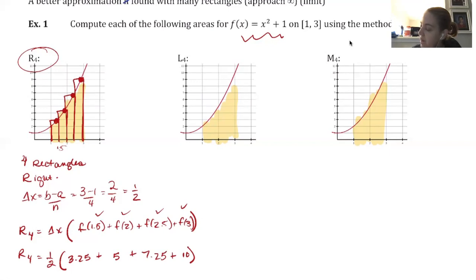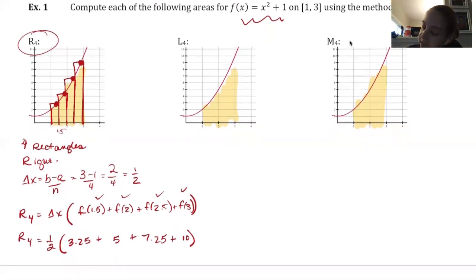Divide by 2, and I have 12.75. You don't have to worry about units. I know we're talking about area. In middle school, they hound you to death with units, but you don't need them. So the estimated area underneath the curve is 12.75.